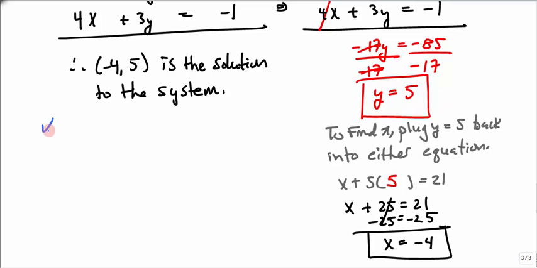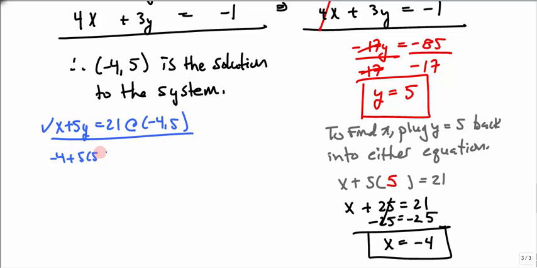And remember, we can check it. So we would go ahead and take x plus 5y equals 21. And I would check this at the ordered pair negative 4, 5. So negative 4 plus 5 times 5 equals 21. Negative 4 plus 25 equals 21. 21 equals 21. Check. And then I have 4x plus 3y equals negative 1.